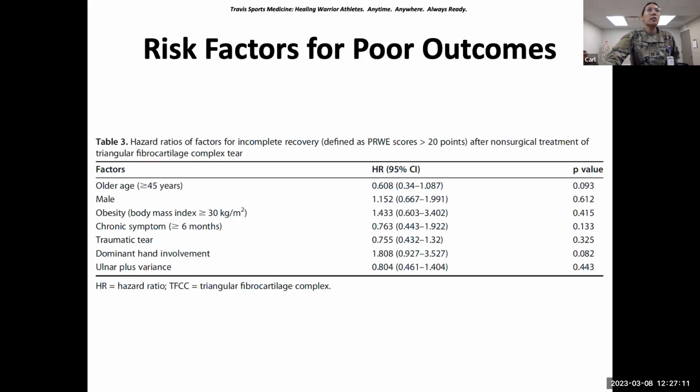These were the risk factors for poor outcomes. So they looked at hazard ratio, and if you look through them all, none of them were statistically significant for causing poor outcomes. I think the most surprising in this study was that hand dominance and ulnar plus variance were not associated with worse outcomes.